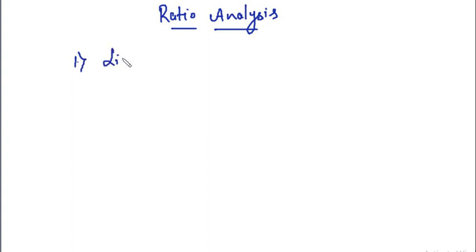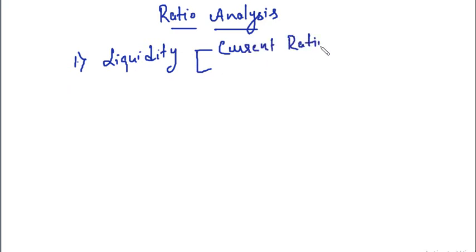Friends, we are going to continue with ratio analysis. So far in the ratio analysis we have covered two types of ratios. The one is liquidity ratio, right? Under liquidity ratio we covered two ratios. One was current ratio and the second one was quick ratio, right? So liquidity ratios talk about the short term analysis.